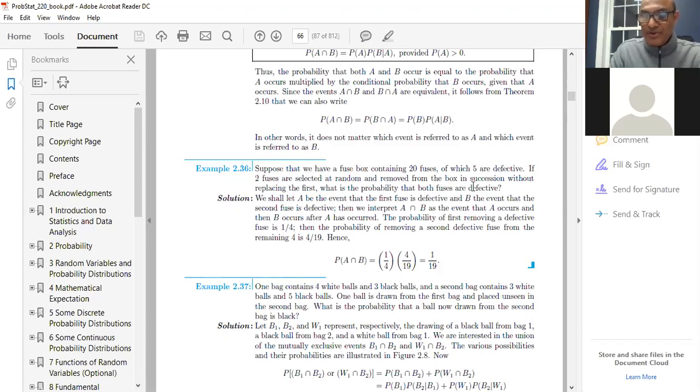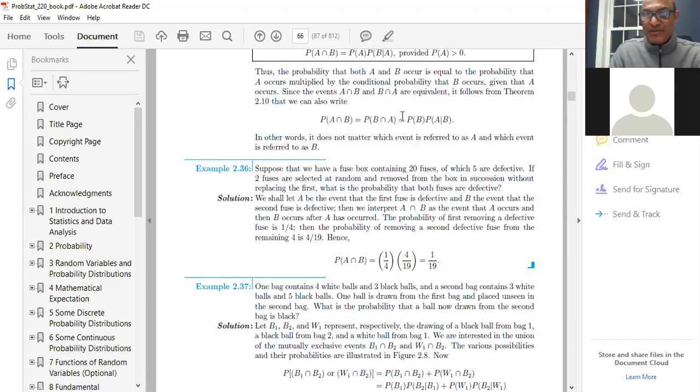You are looking for the probability that both the fuses you have chosen are defective. Suppose event A is that the first fuse is defective, and event B is that the second fuse is defective. So first fuse defective, second fuse defective. These are my events A and B, right? So we interpret A intersection B as the event that A occurs, and then B occurs after A has occurred. That is my A intersection B.